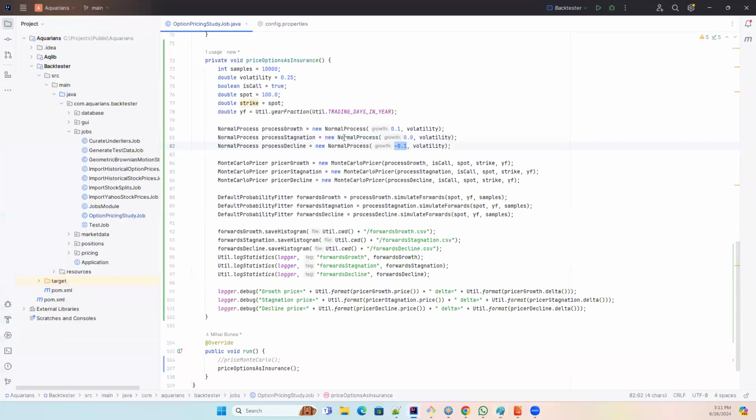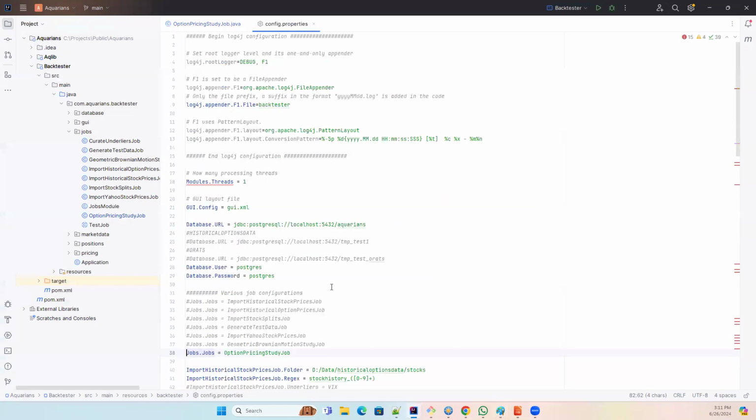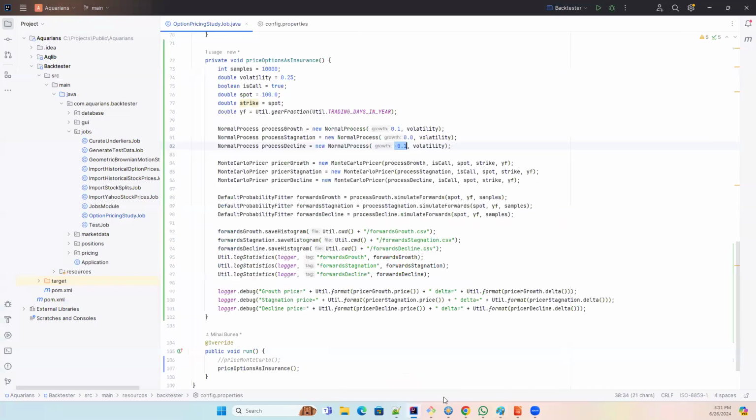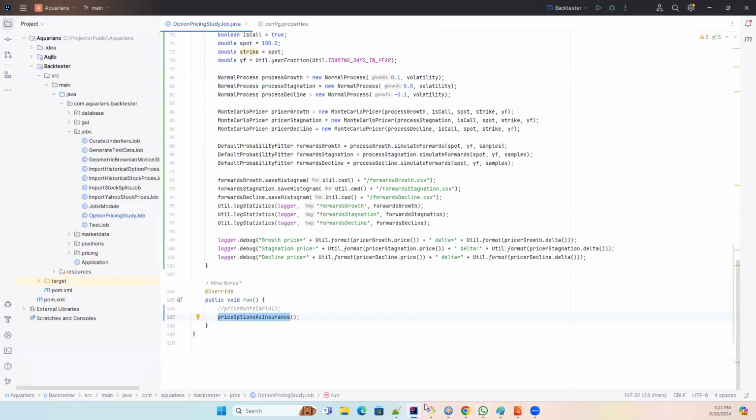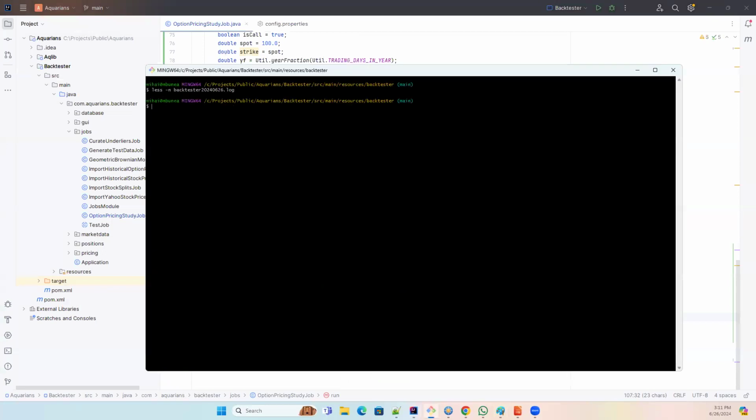So let's run. I'm configuring this job. Price options as insurance. Let it run for a while. Okay. And let's see the log.